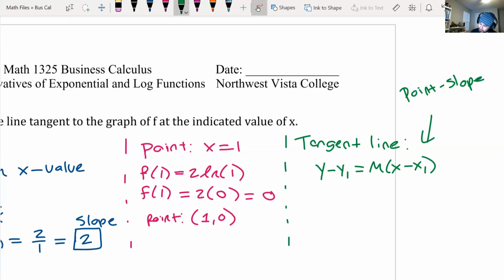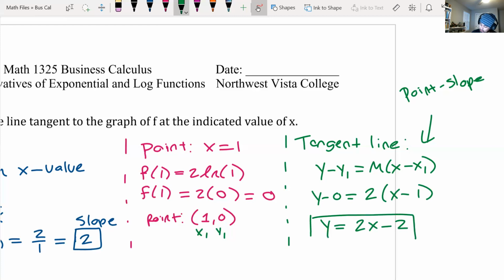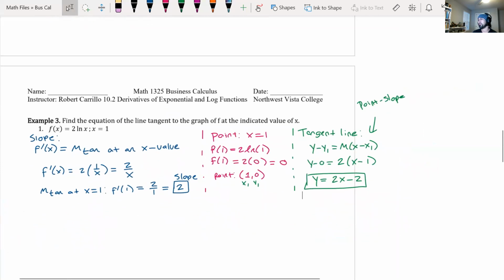All right. So my point is (x1, y1). We're just going to plug all this information into this point slope formula. So I'll get y minus 0 equal to my slope of 2 times x minus my x1 value of 1. Then y minus 0 is y. Distribute the 2. And there's our tangent line. That's it. Any questions on that?